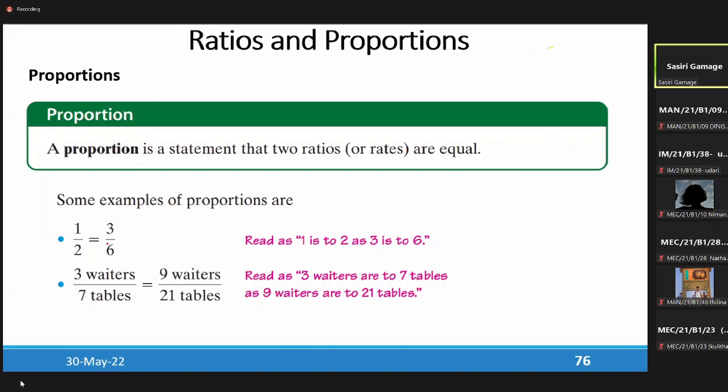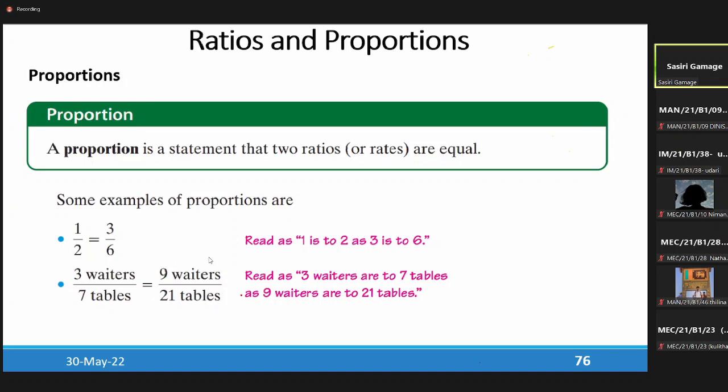Okay, is that clear? The 1:2 ratio is equal to 3:6. Then here, 3 waiters to 7 tables. That is equal to 9 waiters to 21 tables. These are proportions. That means when we have two ratios that are equal.